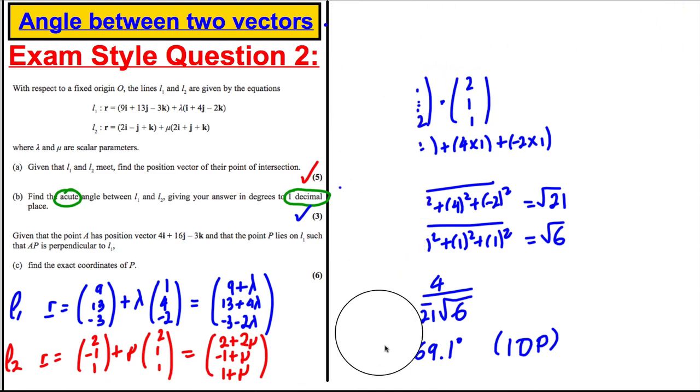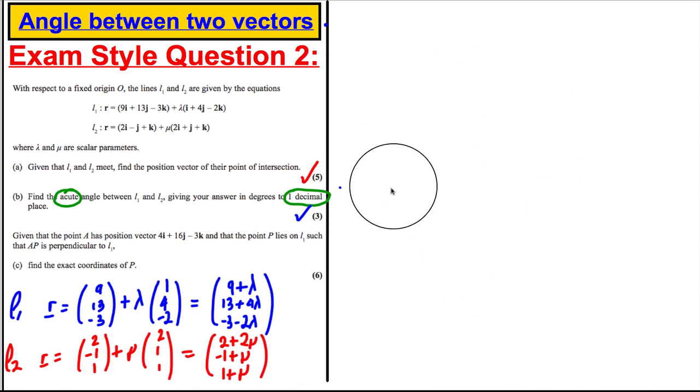Okay, next part, part C. It says, given that the point A has position vector as follows, and that the point P lies on the line L1 such that AP is perpendicular to line 1, find the exact coordinates of P. So this seems quite complicated now.